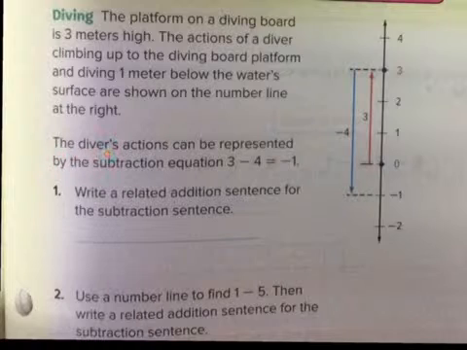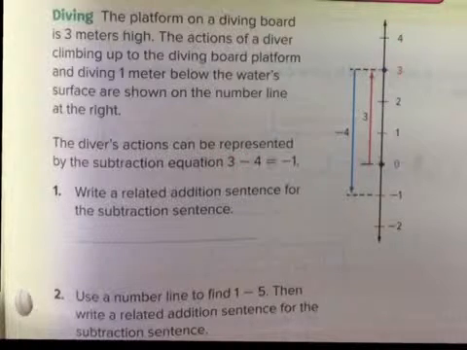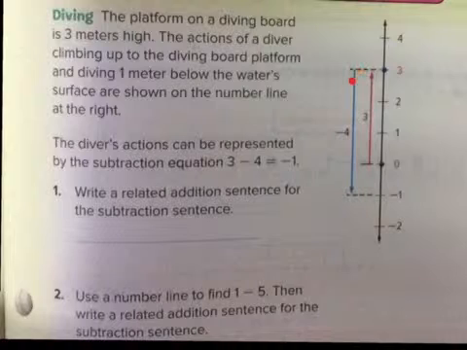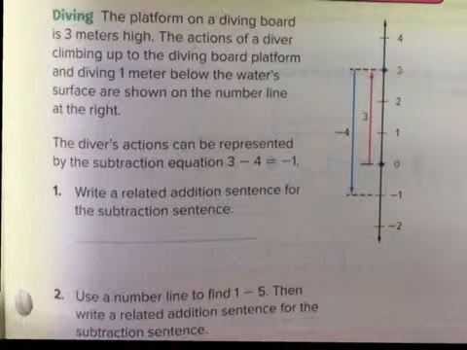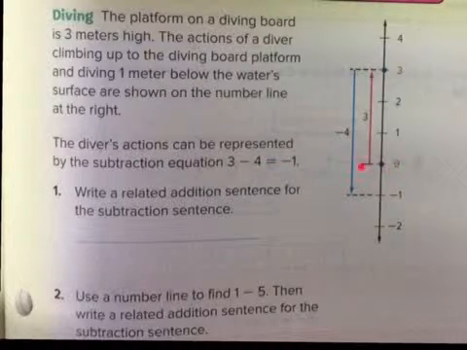So the diver's actions can be represented by the subtraction equation. We have 3 positive, we don't have to write a positive sign, we have 3 positive going up. Then minus 4, because then we take away 4 going down. It's going to give us, where do we end up? At negative 1 meter below the surface. You see that? Right here, negative 1.